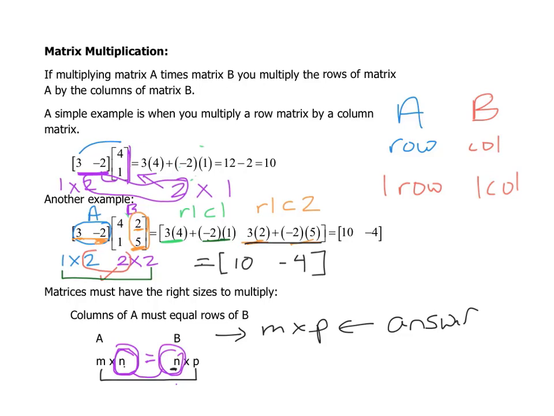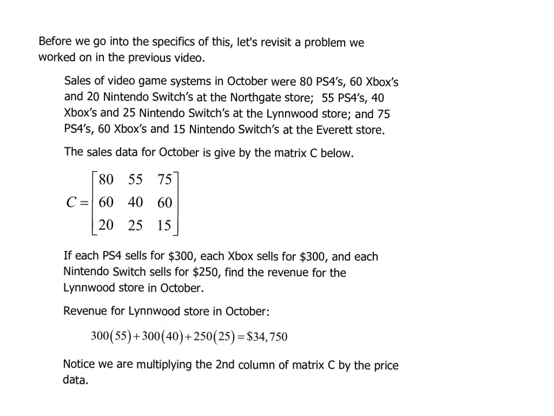So again, just to recap here, what we're going to be doing is taking the rows of the first matrix times the columns of the second matrix. Now, this process might seem really odd, but it actually makes sense in a lot of contexts. Let's go back to that video game sales problem that we did in the previous video.